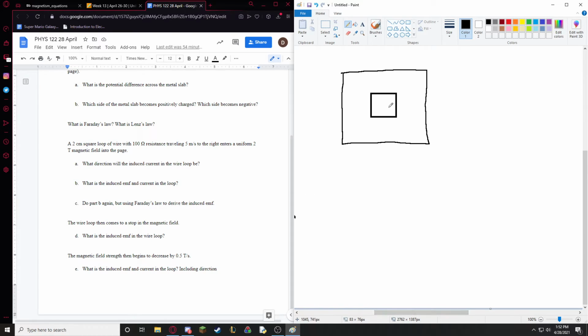So now we're going to have our loop sit inside our magnetic field, and our magnetic field strength is going to decrease by 0.5 Teslas per second. Who cares about the numbers? So what's going to be our induced EMF and current in the loop, including the direction? Let's take 8 minutes, then we'll talk about it. I'll give you a hint. You're going to be forced to use Faraday's law here.